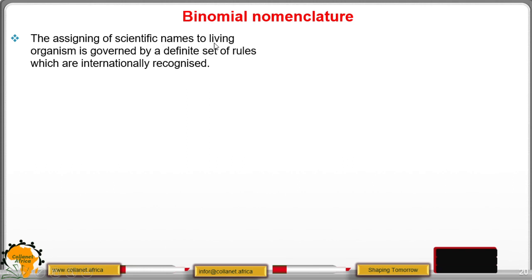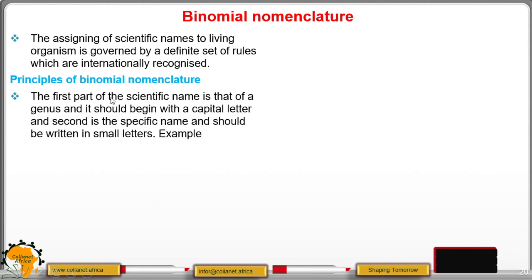The assigning of scientific names to living organisms is governed by a set of rules which are internationally accepted. These are what we are calling the principles of binomial nomenclature. They include, the first is that the first part of the scientific name is that of the genus, and it should start with a capital letter. And the second is the specific name, which should be written in small letters.